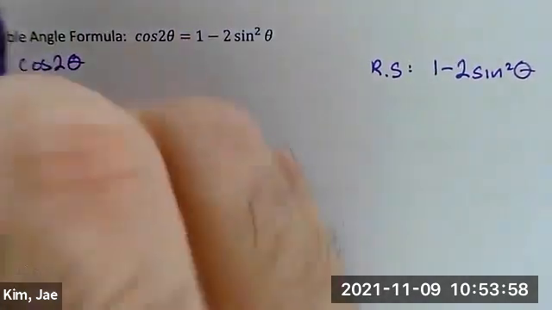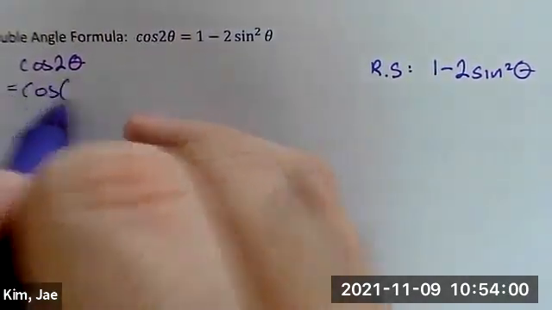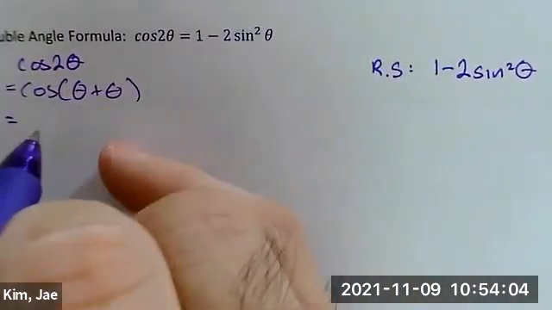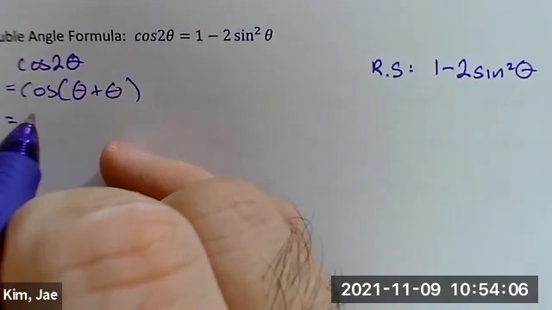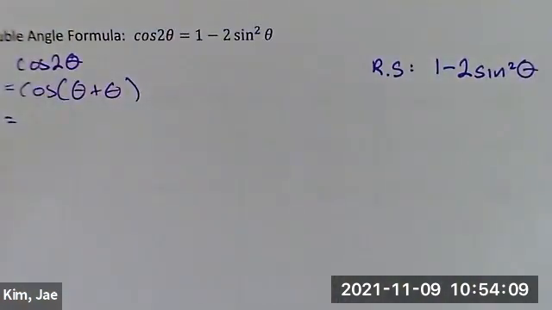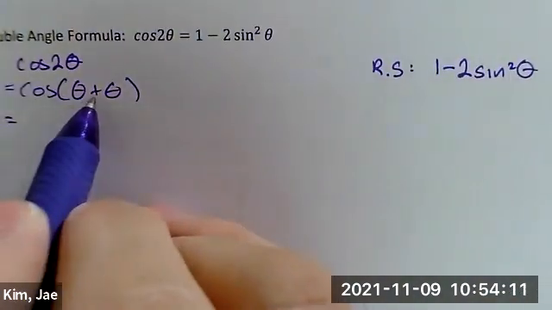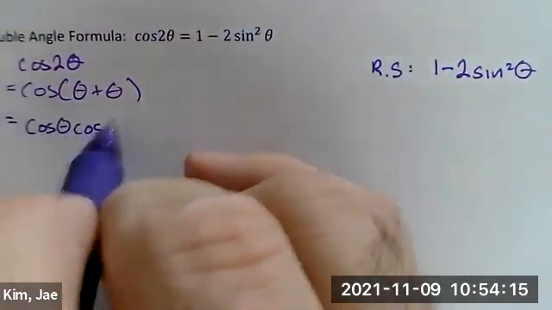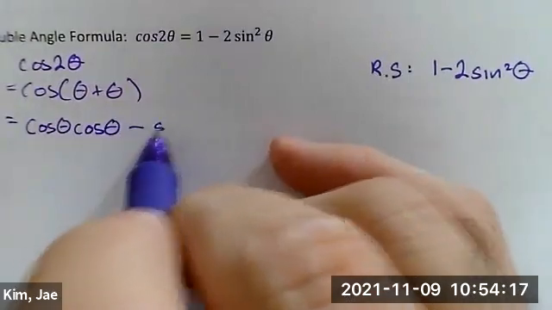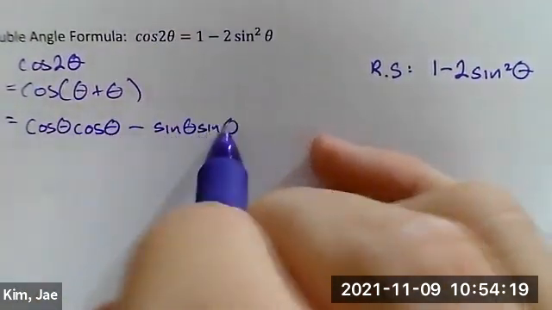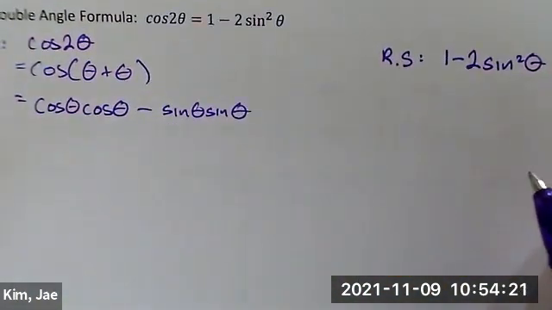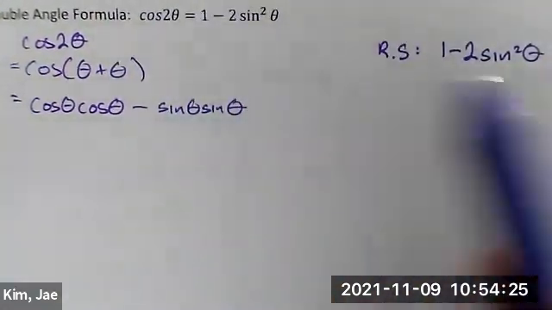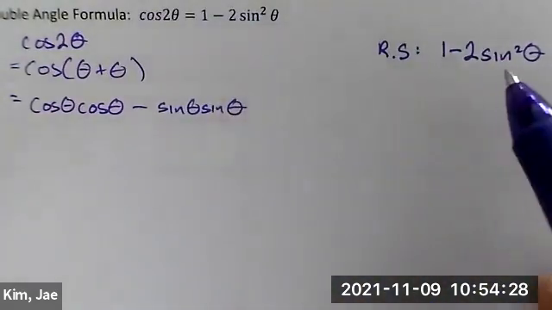Using compound angle formulas, this is the same as cos of theta plus theta, which is, and you remember off the top of your heads? Cos, is it a plus or minus? Good. Oh, you guys are practicing. Cos minus sine, which I am going to convert some way. What do you think I'm going to do?